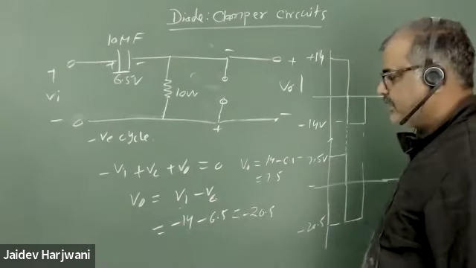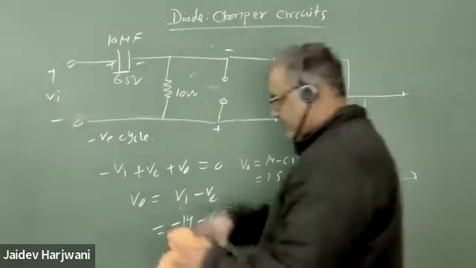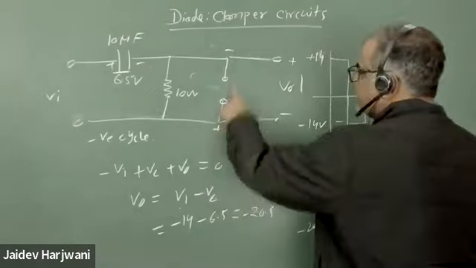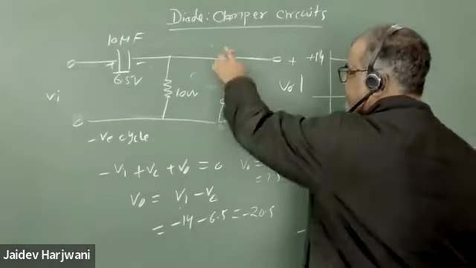Now if you want to write a separate equation, then you have to keep in mind that your V naught is not like this, your V naught is like this. We made a mistake, that's why the problem came.